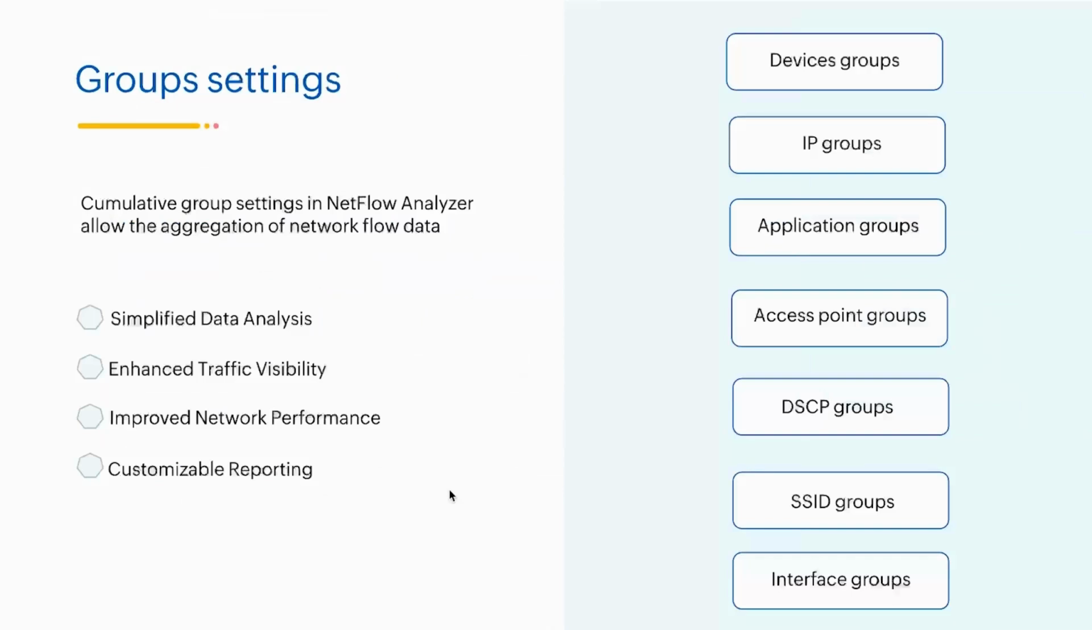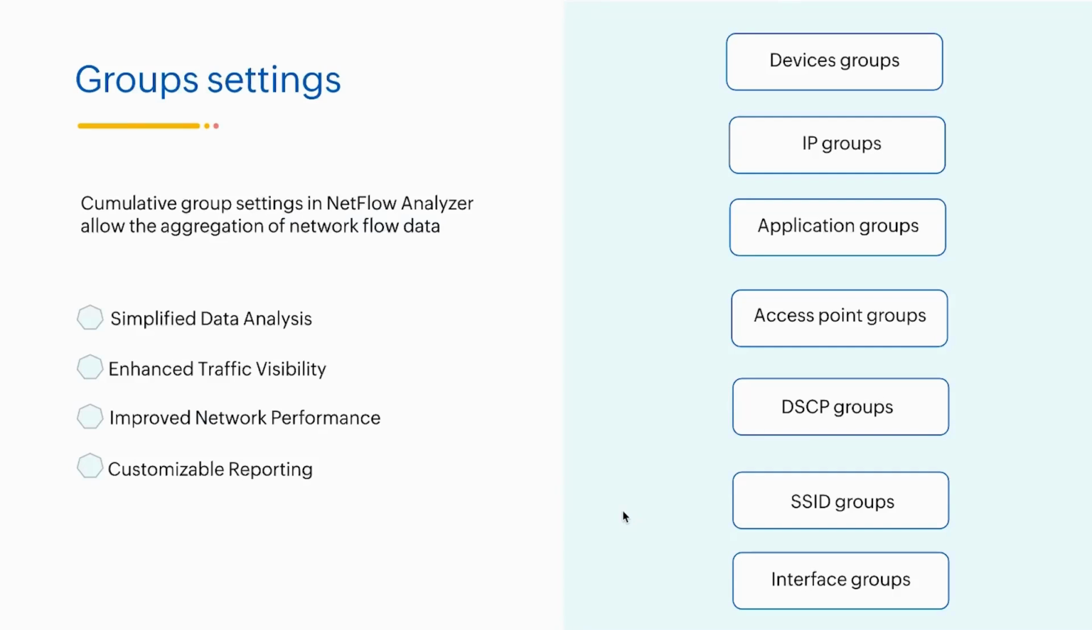Our next topic is group settings. Cumulative group settings in NetFlow Analyzer allow the aggregation of network flow data. Simplified data analysis aggregates data into meaningful groups for easier interpretation. Next, enhanced traffic visibility offers insights into specific traffic types and usage patterns. And you have improved network performance, which helps identify and resolve bottlenecks by monitoring grouped traffic. Lastly, customizable reports allow tailored reports based on specific business needs.